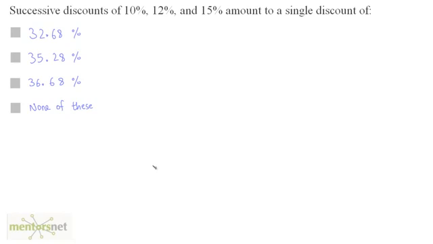Successive discounts of 10%, 12%, and 15% amount to a single discount off. Well, let us first write what a discount means. When you have a discount of some percent, let's say D%, you always calculate the discount on the selling price. So the discounted price is equal to the selling price reduced by the percentage of that discount. So selling price minus D% of the selling price, right?